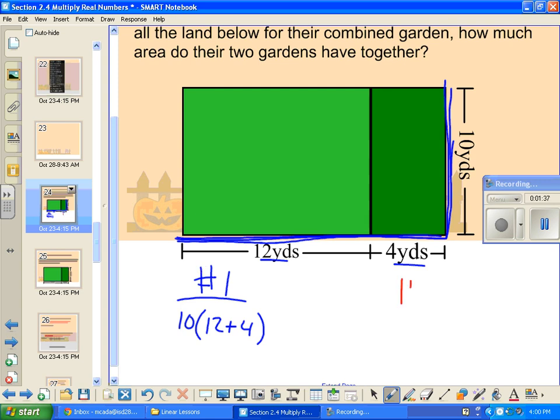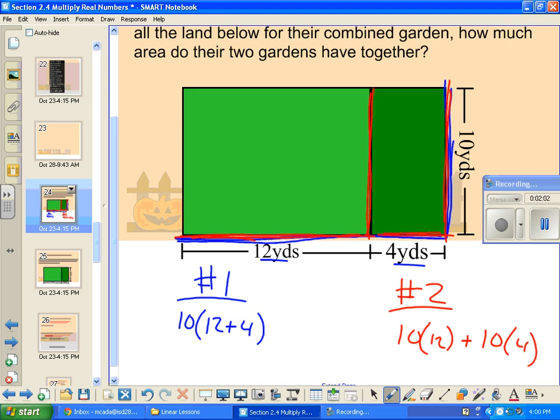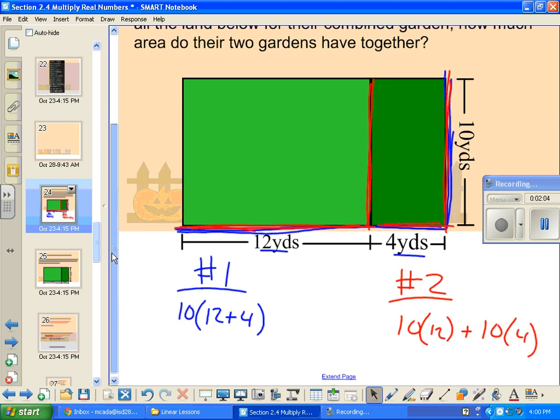Another way I could find the answer to this problem and find the area of both rectangles added together is I could take the area of each individual rectangle and add those together. So in this case, I would take the area of the bigger rectangle here. This would be just 12 times 10. And I'm going to add it to the area of the smaller rectangle, which would be 4 times 10. If I add the areas of both the smaller rectangles together, I should get the area of the big rectangle.